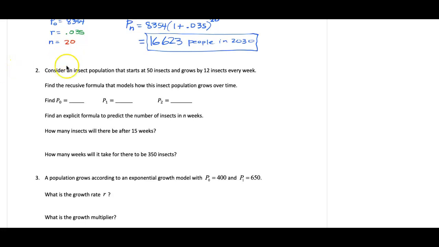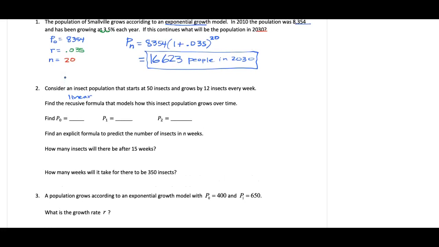And so it says find the recursive formula. So we want to use the linear recursive formula that models how the insect population grows over time. First of all, let's figure out what P sub 0, P sub 1, and P sub 2 are. Remember, P sub 0 just means my start amount. What's my start amount in this? 50, right? It says the population starts at 50 insects. So that's going to be my P sub 0.